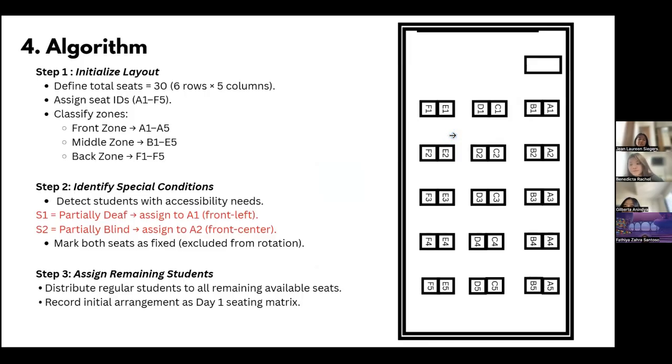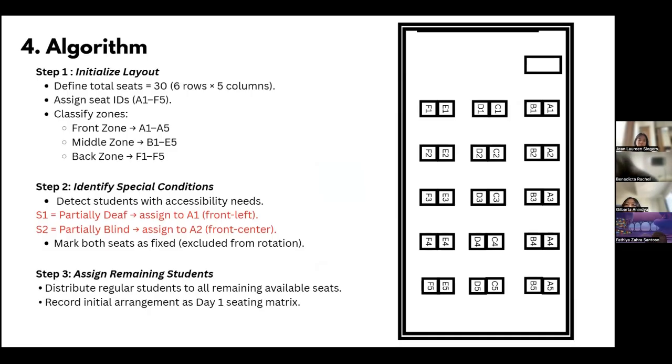Moving on to the algorithm. Basically, the algorithm contains the steps to solve our seating arrangement problem. The first one is to initialize the layout. We define the total seats, which is 30, 6 rows and 5 columns, and assign the seating IDs, which are A1 to F5. Then classify the zones, which Rachel mentioned before.